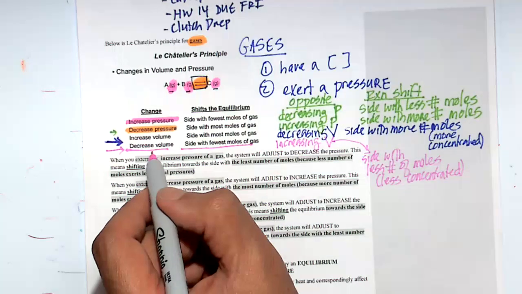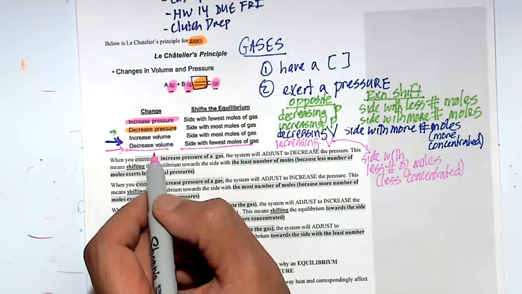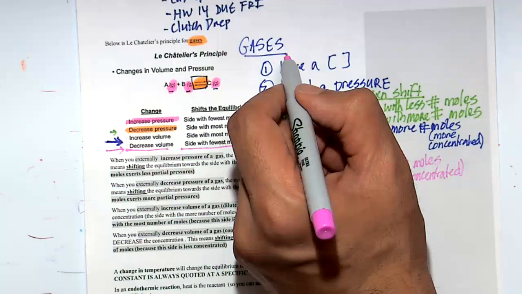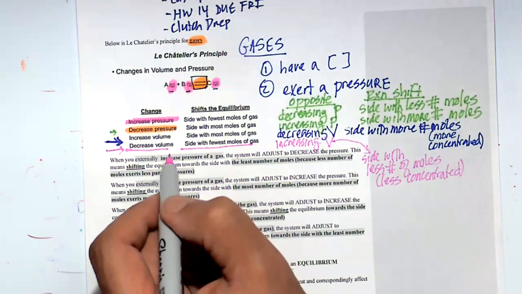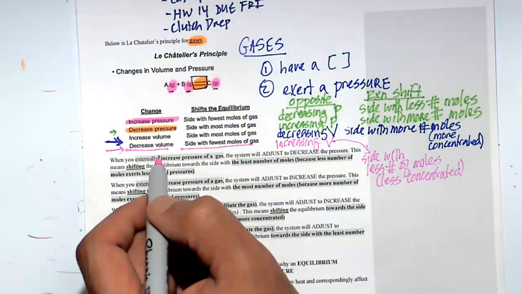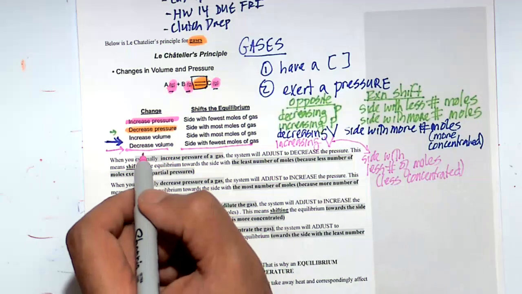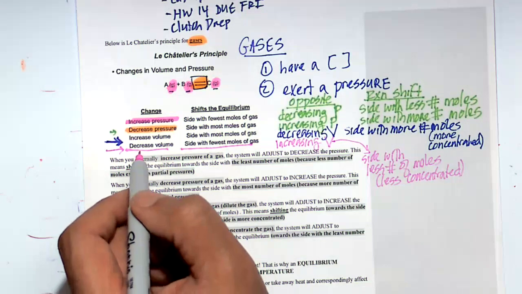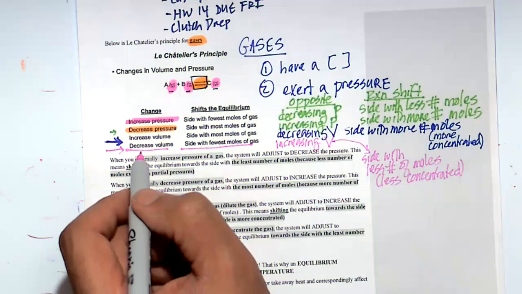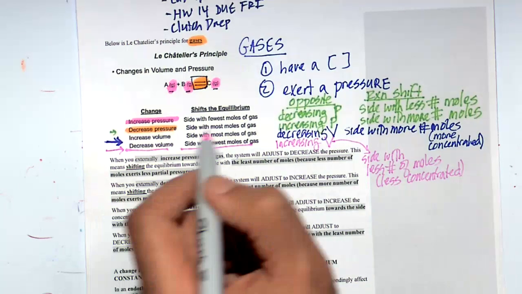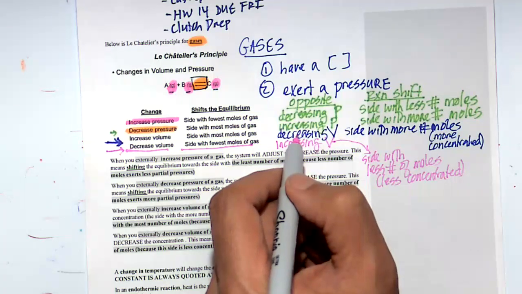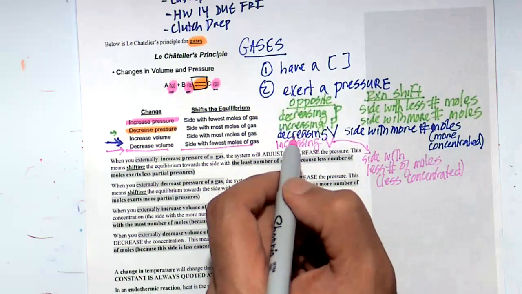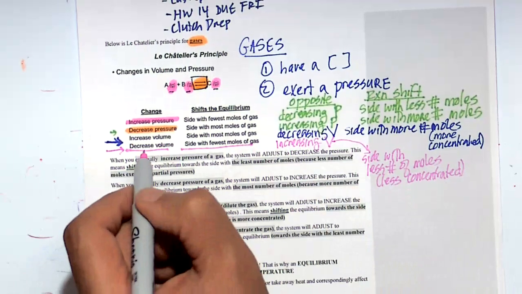Yes, so if you decrease the volume of a reaction with gases, what's the opposite of decreasing volume? Because the reaction is going to do the opposite, right? So you decrease the volume, and the reaction will shift to the side that has increased volume, right? Does that make sense? With me so far?